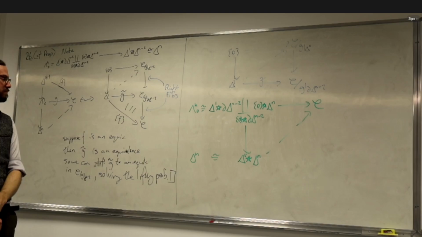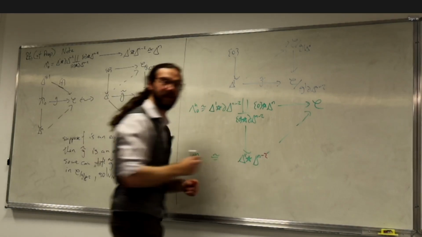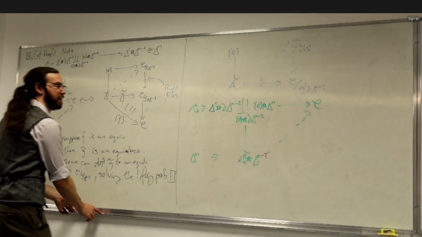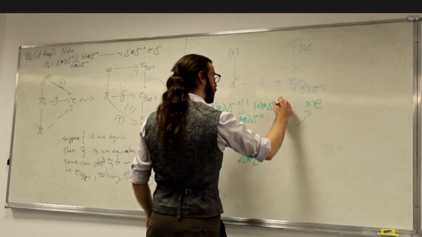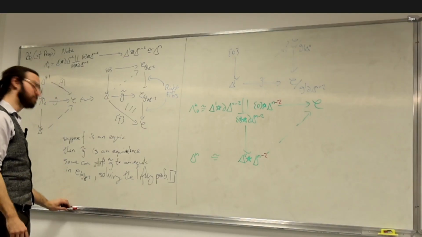Wait, at the bottom, the join of delta 1 and delta n? That should be n minus 2, sorry. Yes. Okay, so the n's are n. Yes, all of these places it's n minus 2s, here it's n, and here it's n, sorry. Yeah.